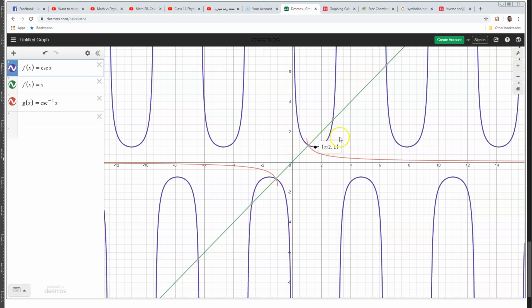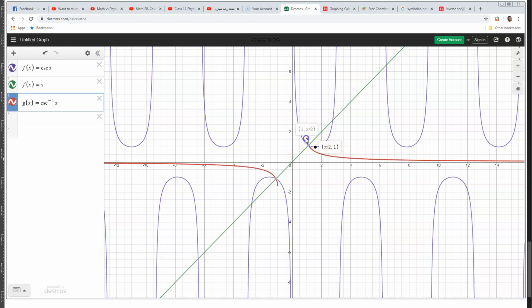Swap the x and y coordinates. It gives you 1 comma pi by 2. And 1 comma pi by 2 is this point over here, and you can see that the 2 points are actually symmetric about the line y is equal to x. And then every other point is going to create other points of this graph, and so on and so forth.